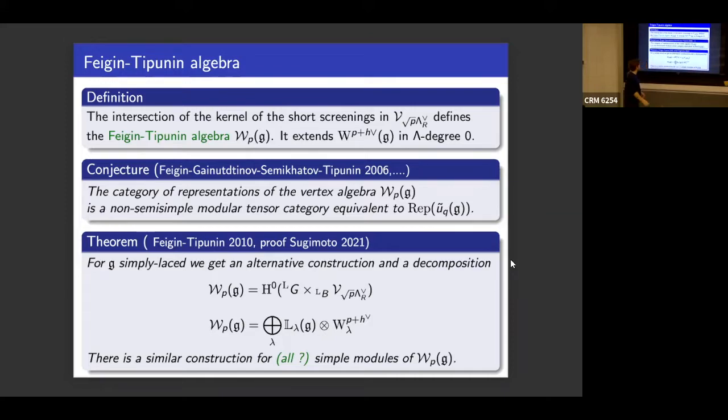And then one reason why we call this the Feigin-Tipunin algebra is because there is this article by Feigin and Tipunin, I think never published. I think it's just on the arXiv. And then there is this great paper by Sugimoto where many of these statements, probably more statements than I put, are proven. So in the simply laced case, I still put an else where there should be an else, I think, so it's not a contradiction.